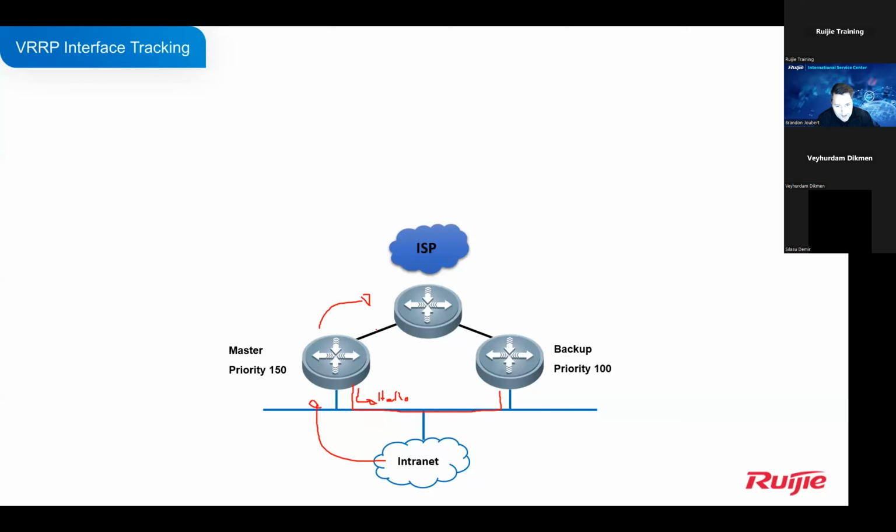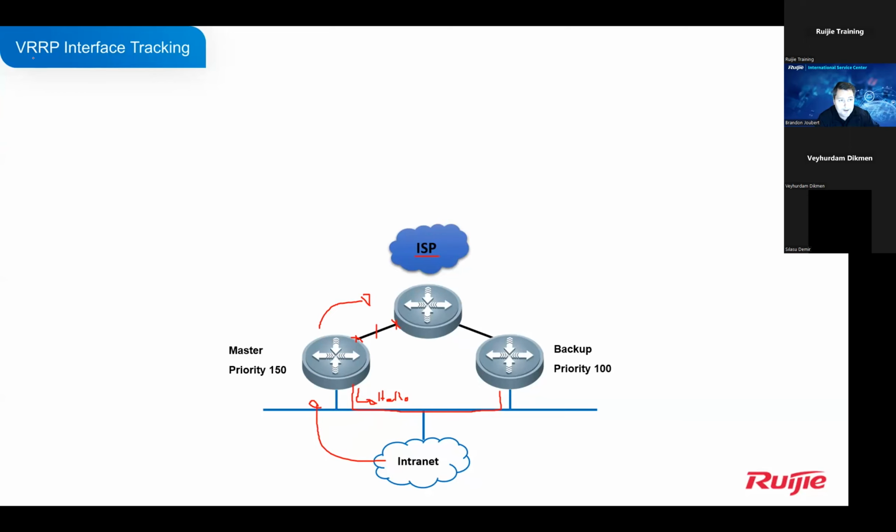But now what happens if this interface is disabled, or this link is broken? What will happen now? Now all your traffic is flowing to the left, to the master router on the left-hand side, but it will not be able to reach the ISP or the internet or whatever might be over this link. And the VRRP will not detect that this router is offline because it's not offline. It's still online and it's still communicating with the backup router.